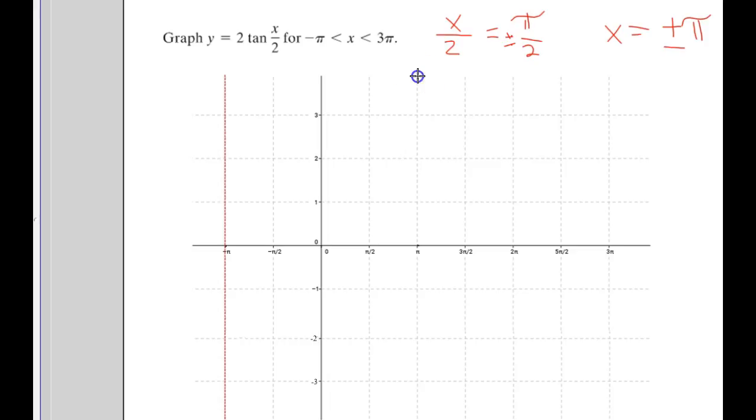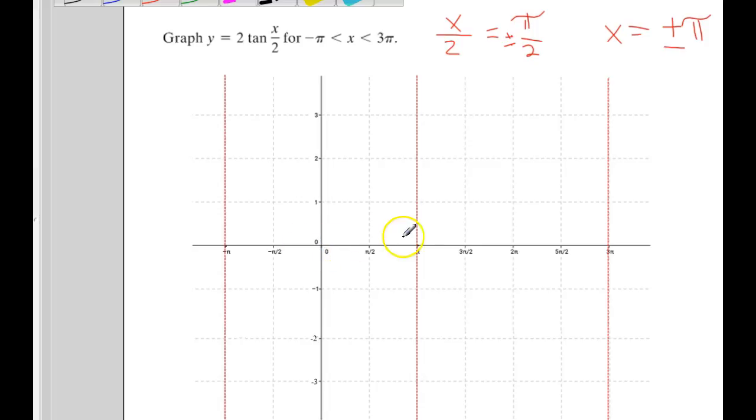Alright, and notice there is a period of 2 pi between those. So 1 pi right there, another pi right there. So all the way over here at 3 pi would be the third one. So there's a gap of 2 pi in between each one. Now, there is no vertical shift. There is no horizontal shift. So the original x-intercept of 0 is going to be there, but it's also halfway between the two asymptotes.